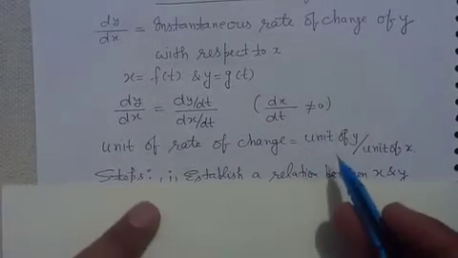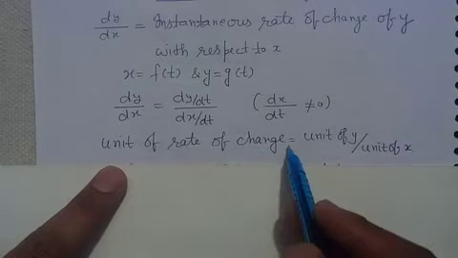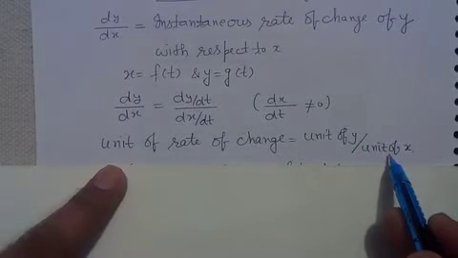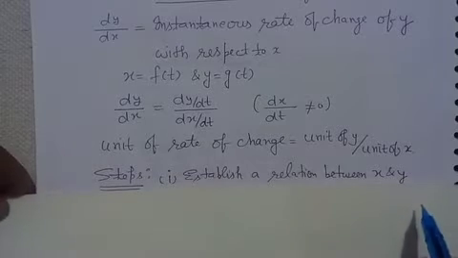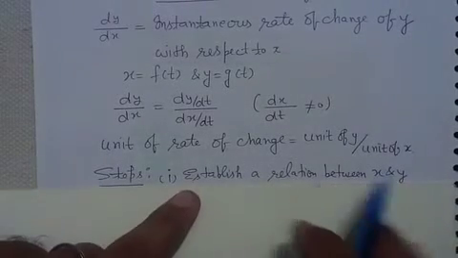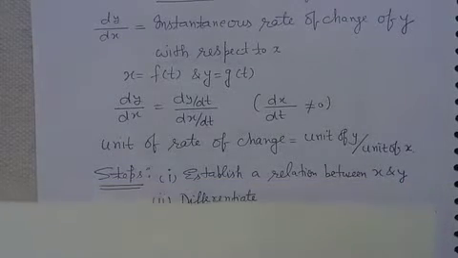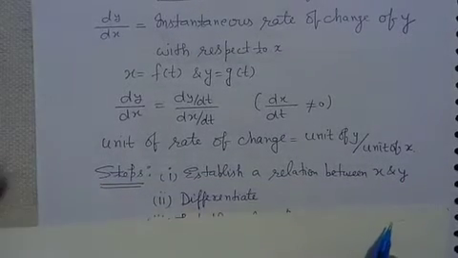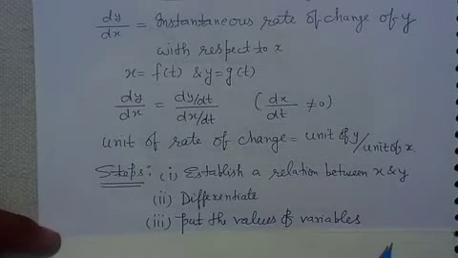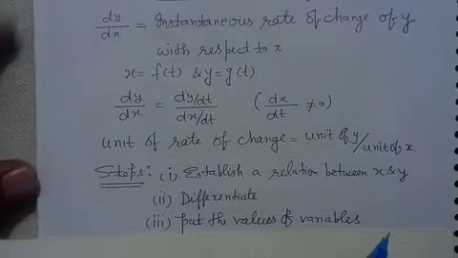Now, what will be the unit of this rate of change? The unit of rate of change is equal to unit of y per unit of x. Next are the steps to solve these questions. First step is to establish a relation between x and y, between these two variables. Next is differentiate the function. And third, put the values of variables. You will get the rate of change of one variable with respect to the other at a particular instant.